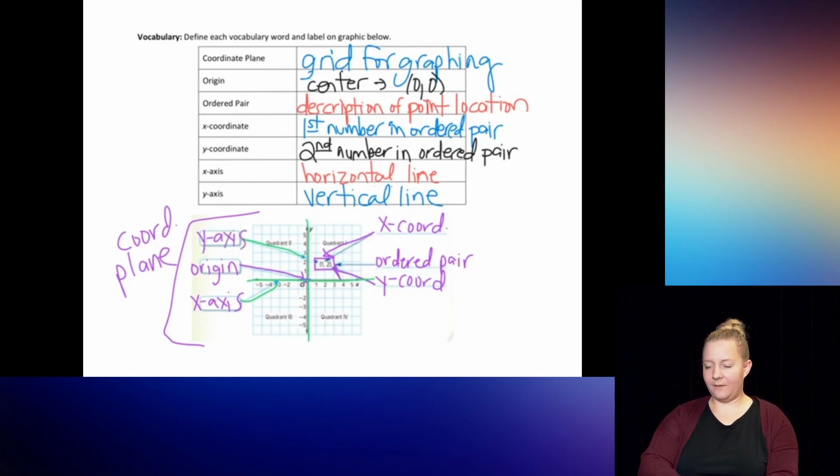And since the y-coordinate is the second number, it means the second thing we do is go up and down. So for this example, 1, 2, start at the origin, go right 1 and up 2, and that's where you land at that point.